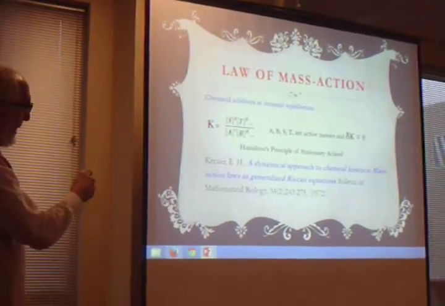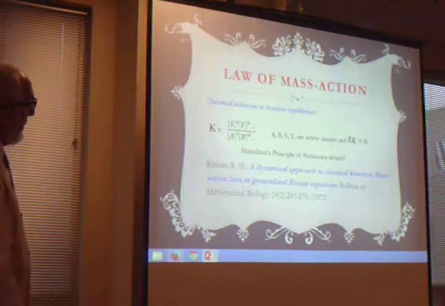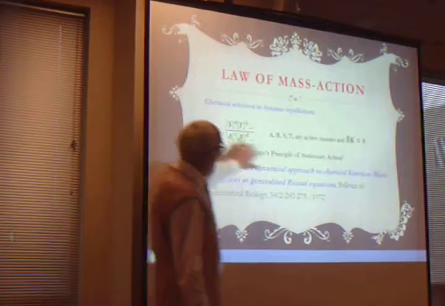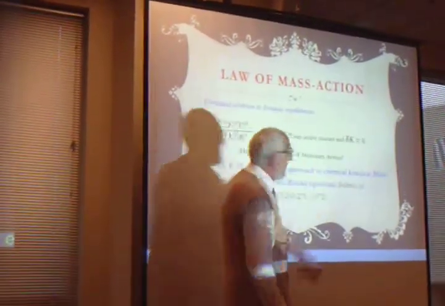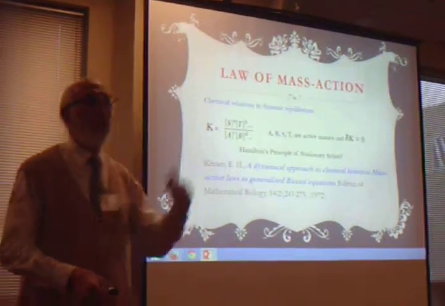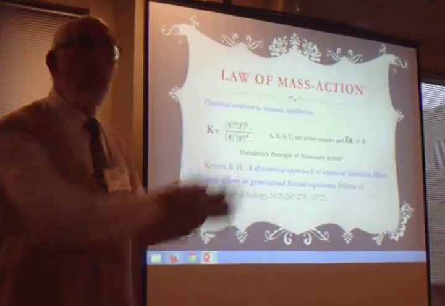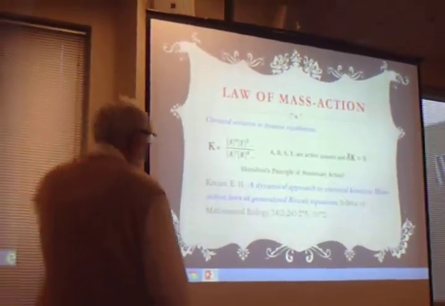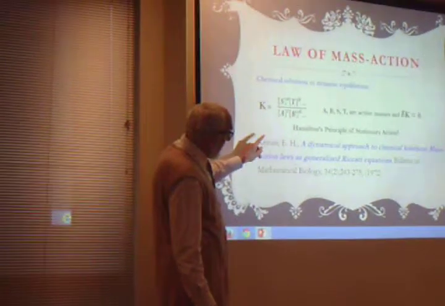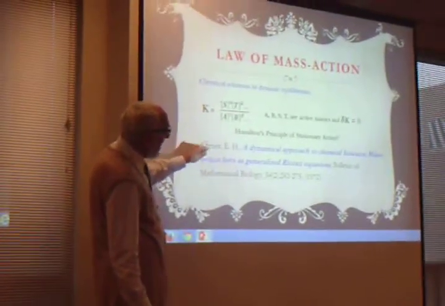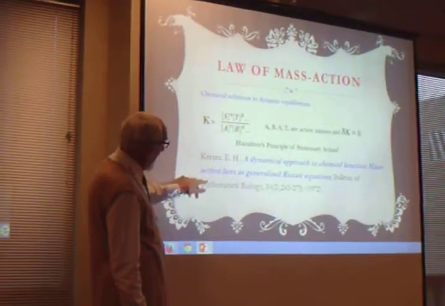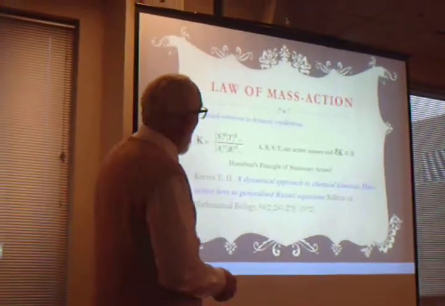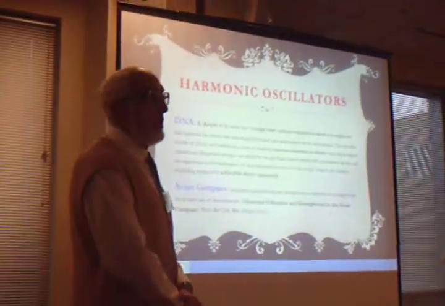Okay, so here's the principle of the law of mass action, where you have a constant, and here we can see zero totality applied. That's how I apply zero totality in the case of chemical reactions. He's done the work for fermions and antifermions, but this is just another application. Here is a paper from 1972 that shows a dynamical approach to chemical kinetics, mass action laws as generalized Riccati equations. What are some of the other areas?